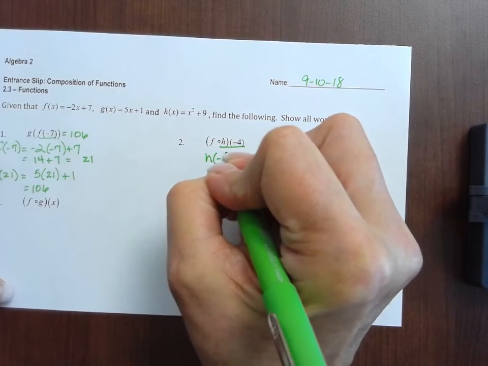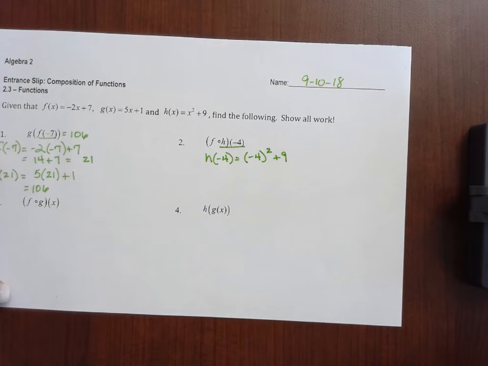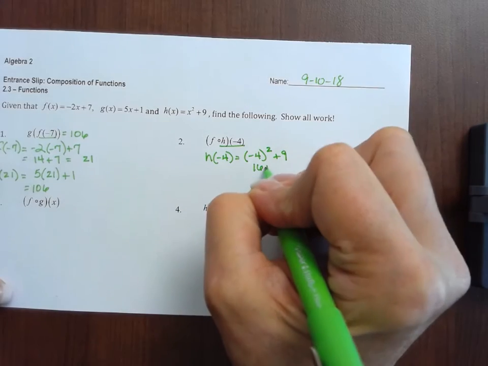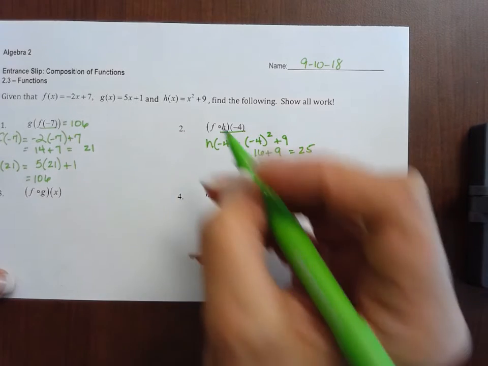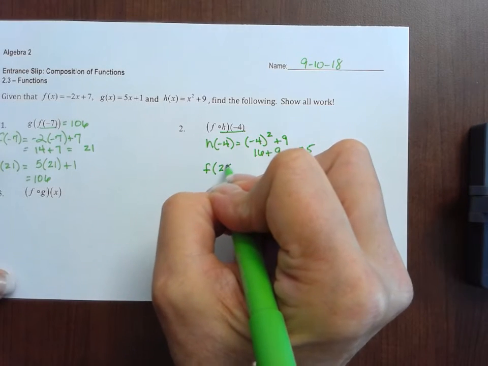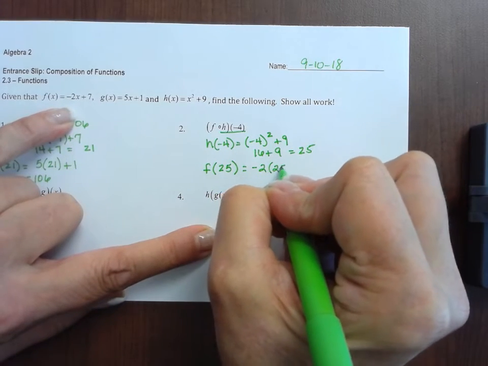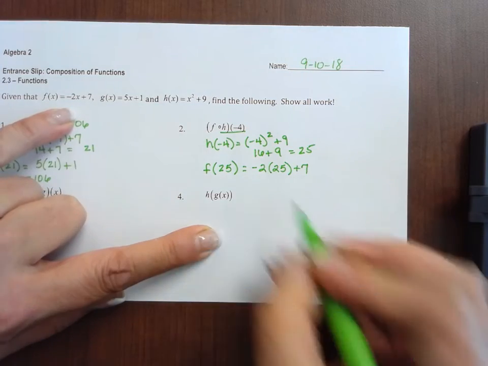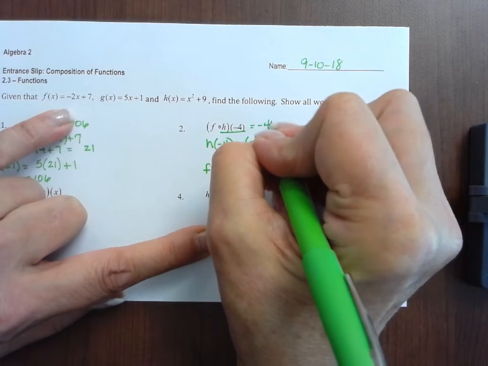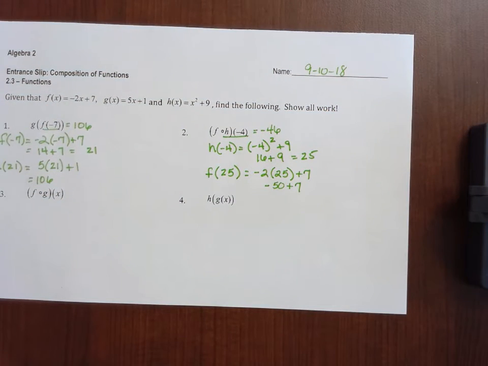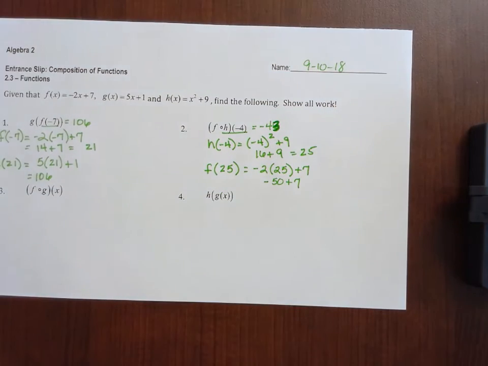So h of negative 4 would be negative 4 squared plus 9. What's negative 4 squared? 16. 16 plus 9 is going to give you 25. Do we agree with that? Yes. All right, then f of 25 is going to be negative 2 times 25 plus 7. So negative 50 plus 7 equals negative 43. Ooh, come on, guys. Catch me on that.